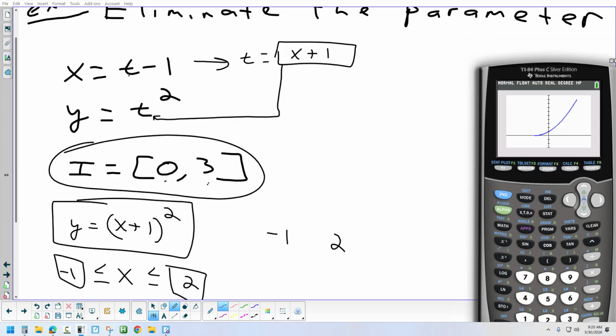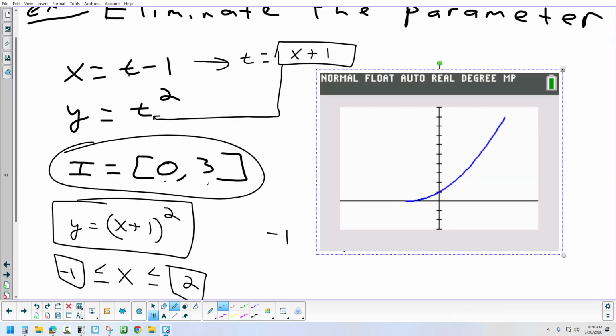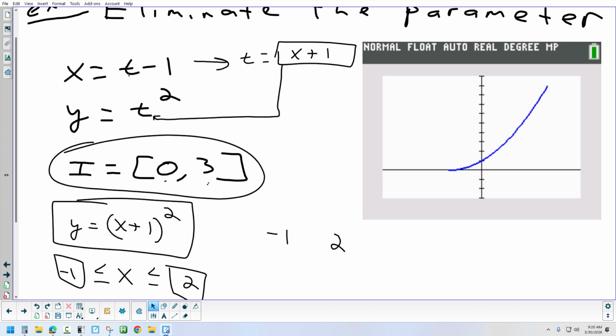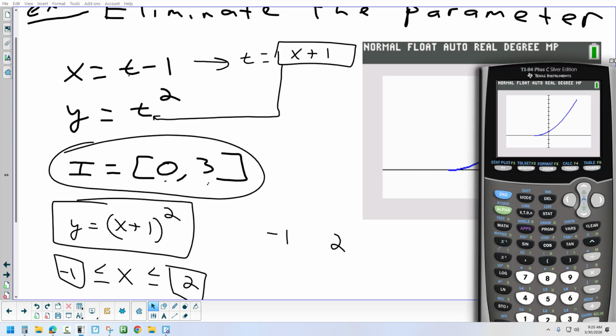So that is what your graph should look like. It's part of a parabola that's been shifted left 1 unit. Let's try our formula and see if it matches up.